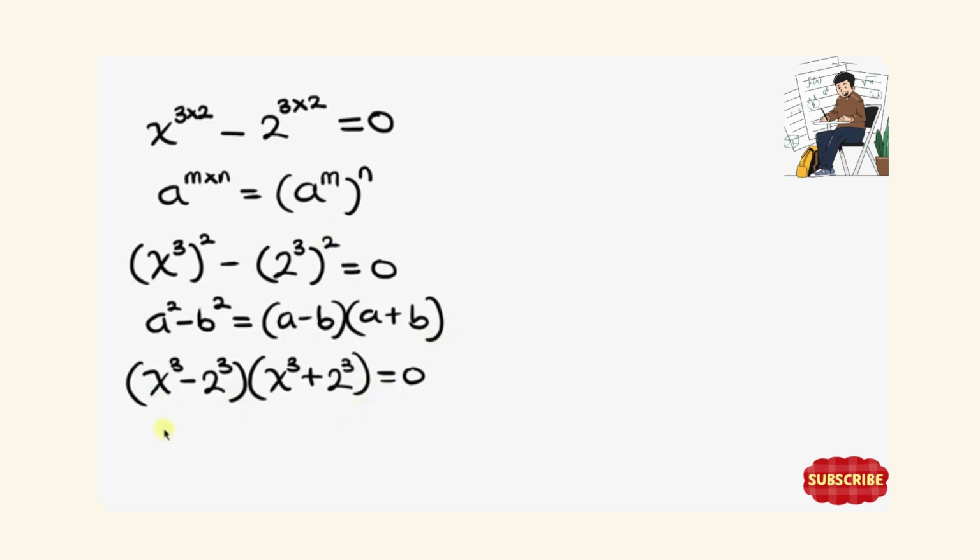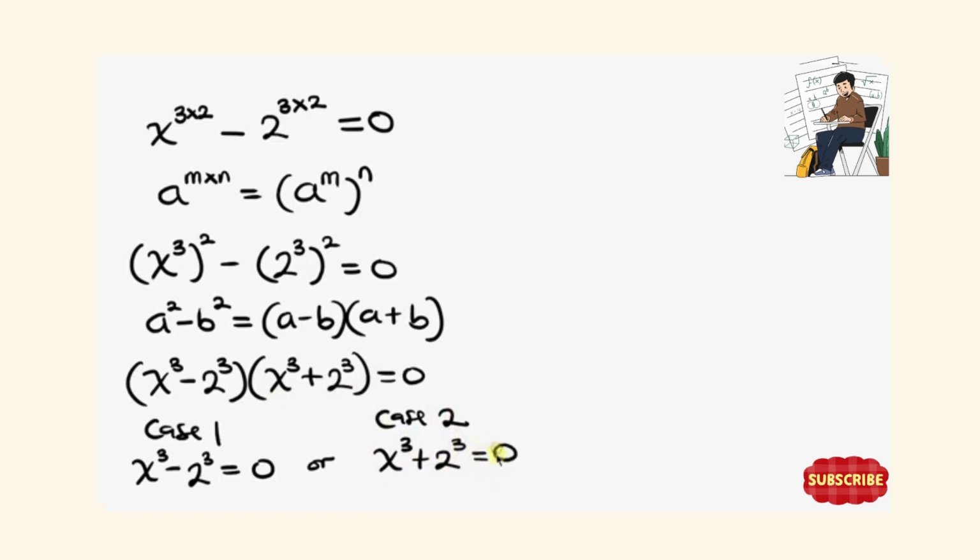Now we have 2 cases. So I'm going to be writing case 1. This is the first case, which is x cubed minus 2 cubed is equal to 0. Or for case 2, we have x cubed plus 2 cubed is equal to 0. Now we're going to be solving these cases one after the other.